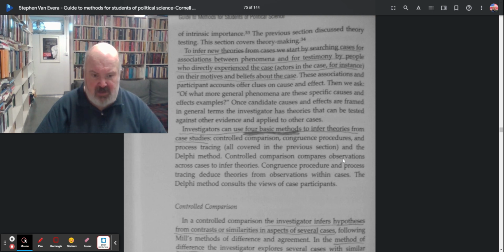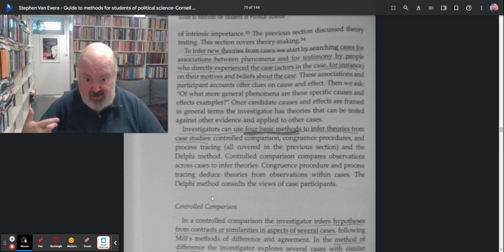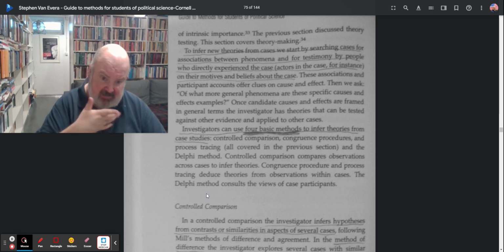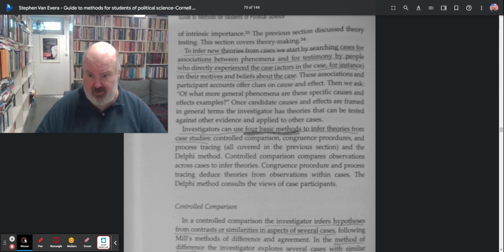Controlled comparisons compare observations across cases to infer theories. Congruence procedures and process tracing deduce theories from observations within cases. And Delphi methods consult the views of the case participants, okay? So this is what the four things are. One compares observations across cases to come up with theories. Congruence procedures and process tracing deduce theories from observations within a case. And then a Delphi method gets ideas from the participants, people who are involved in it, sources.